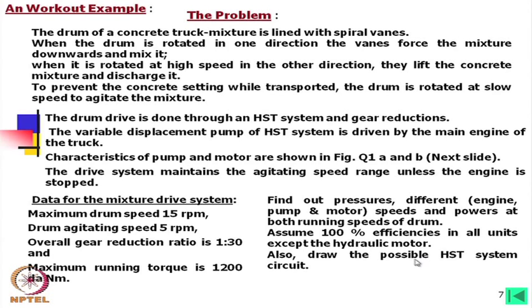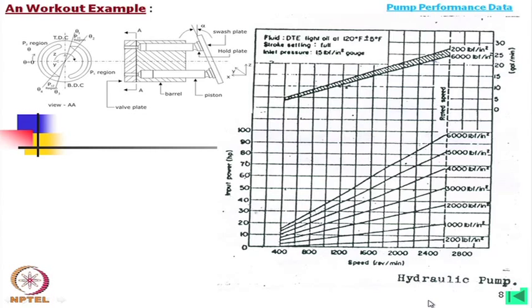Also, we have to make a circuit for this. Here we have considered a variable displacement pump. In that case, we have considered the swashplate type pump, which we can move, and by that we can increase or reduce the swept volume. Now, the characteristics of this pump are shown here. This chart is available from the manufacturer, and while selecting a component, we have to look into this. Here the flow output is given against the RPM of the pump input and against the pressure.